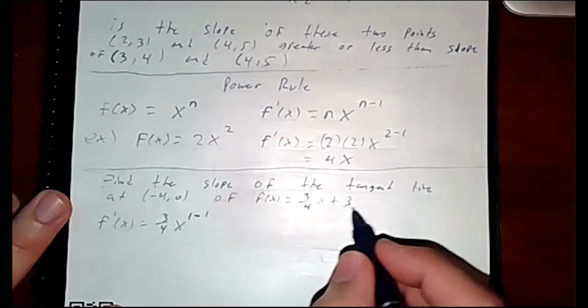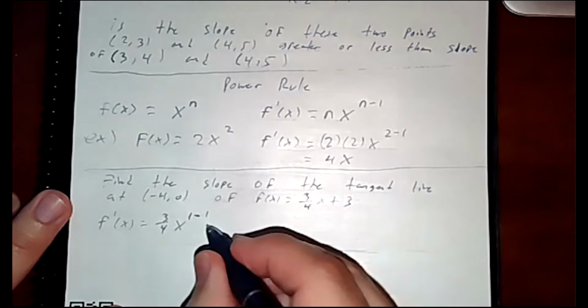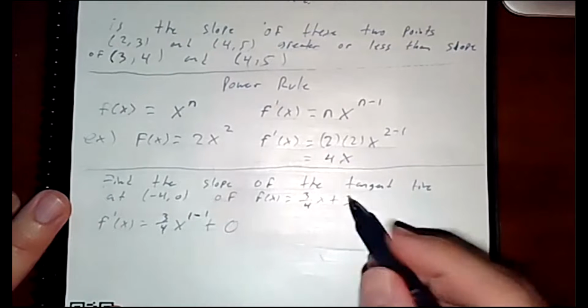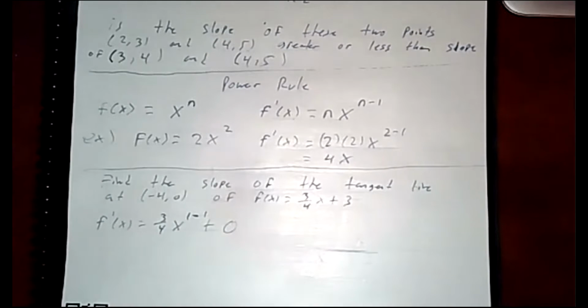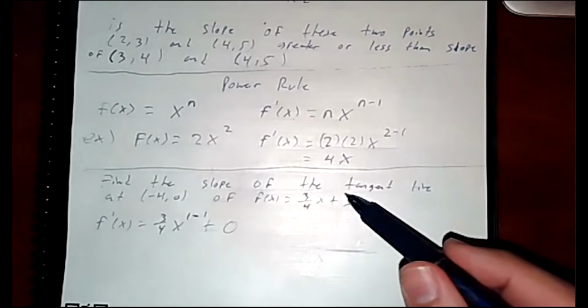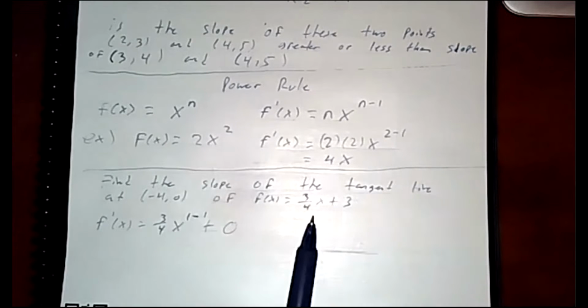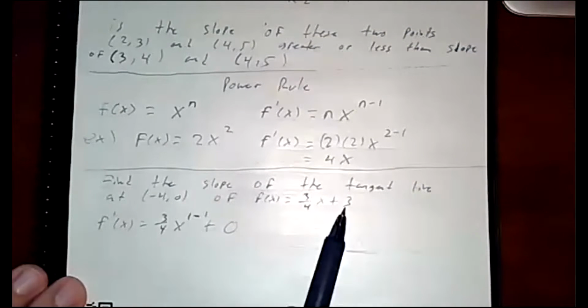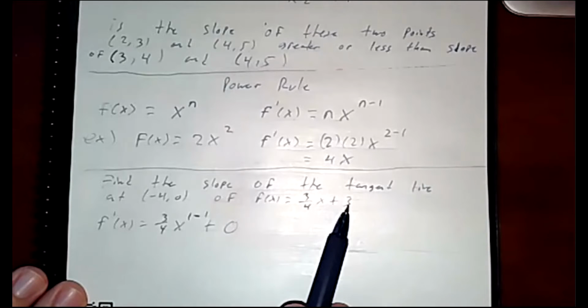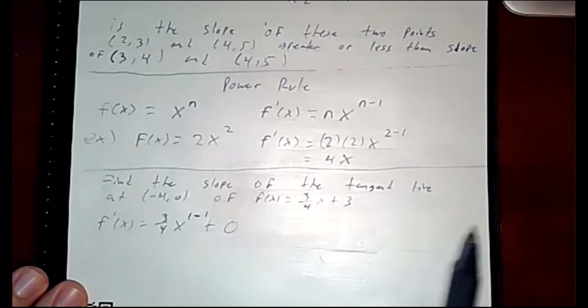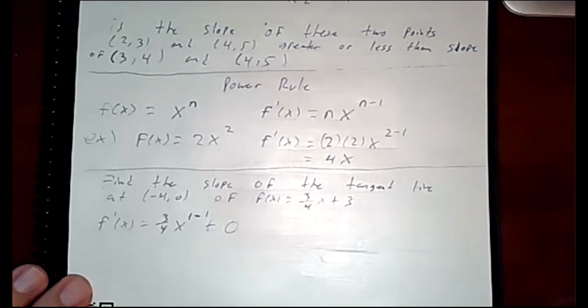Now, the derivative of a constant is 0 because it's constant. Derivatives is about rates and changes. This doesn't change. A variable changes. So whenever you're doing a derivative of a constant, it will always be 0. And we'll go into more detail about this.